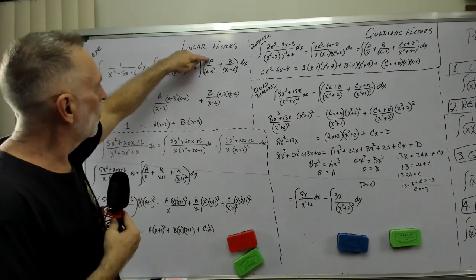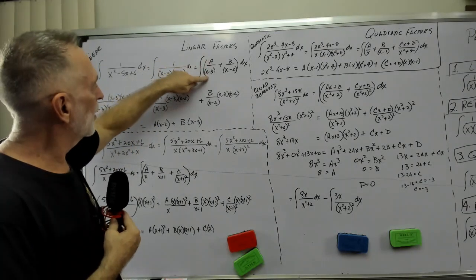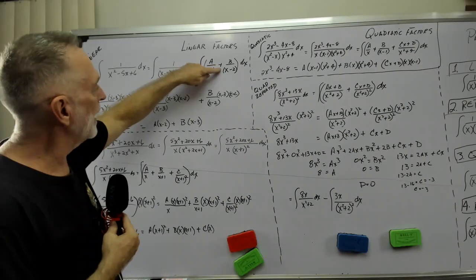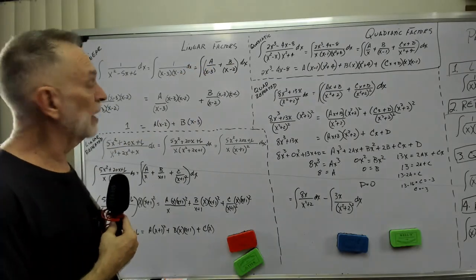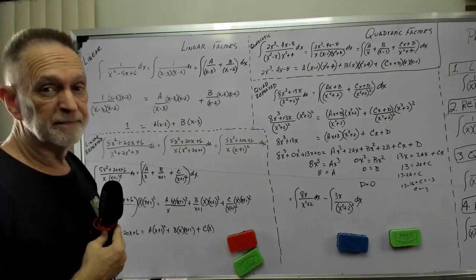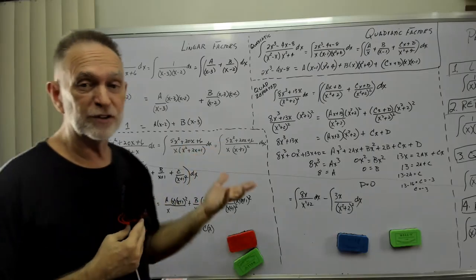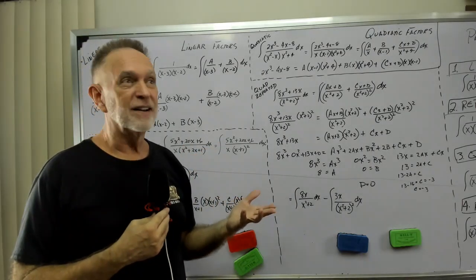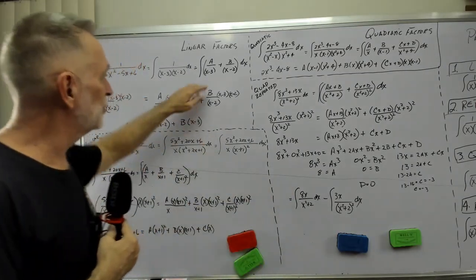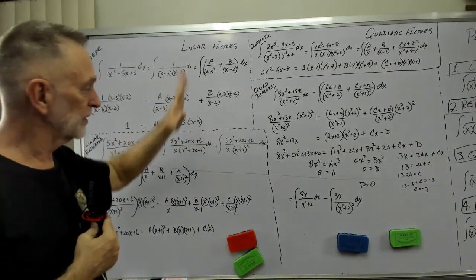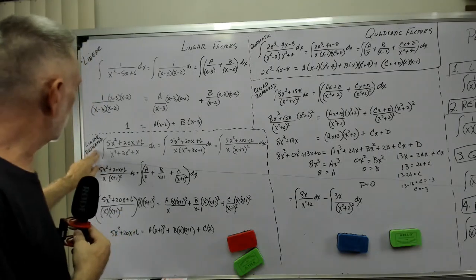So I would have the integral of 1 over x minus 3, minus 1 over x minus 2, dx, and I would integrate those. I would assume by this time in your calculus career, if you're getting to the point of partial fractions, you would know how to integrate that. What about this next one?